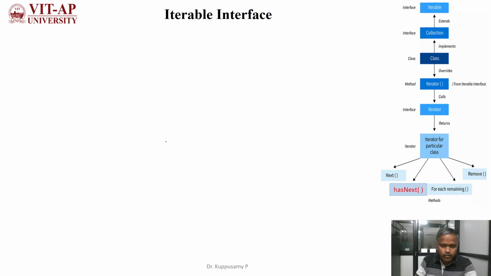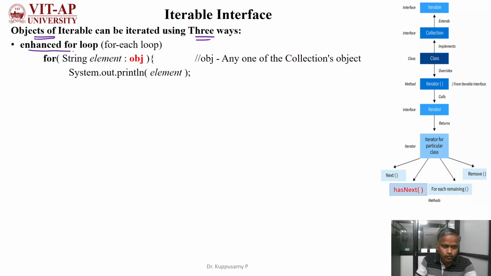Now we are going to see how to create the objects for the Iterable interface with three different approaches. One is we are going to use the Iterable interface for the enhanced for loop, that is called the for each loop. Here the for loop is started with the keyword, then I am going to create the object which has the data type String. Then this is the object which is referencing any one of the Java collections, for example ArrayList or HashMap or TreeSet.